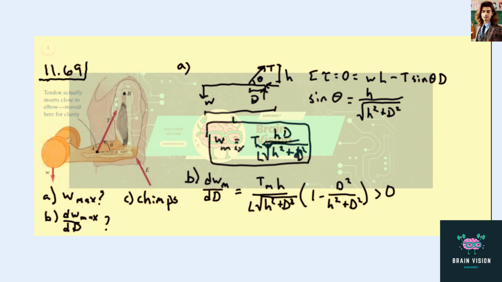Now, the reason that the chimpanzee can be stronger, given that its tendon attaches further from the elbow, is that the maximum weight increases. That's what it means for the derivative to be positive: that your function, in this case the maximum weight, increases as the variable that you're taking the derivative with respect to increases.